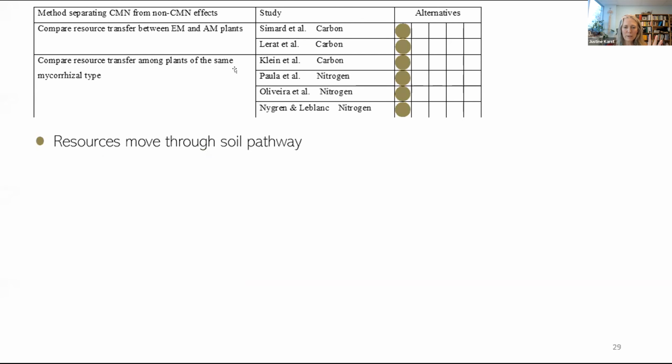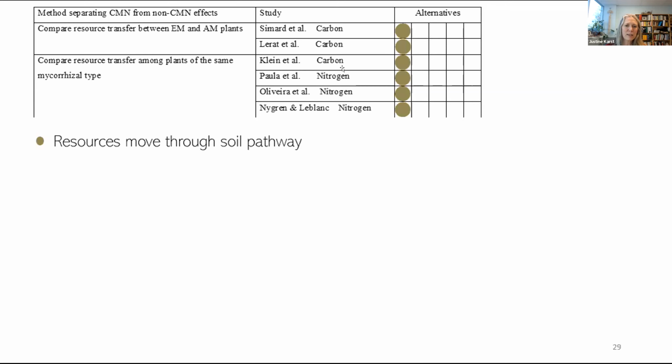So what I have here is a table. In this column is the different method of separating a CMN from a non-CMN effect, and I've gone over 2 different ways. These are just a list of the studies; I didn't put all the information about them. Over here is the resource that they were looking at, to see if the resource was moving through the common mycorrhizal network. And in these columns, I'm going to pose some alternatives. Based on the data and the way that they set up these experiments, we can't rule out that carbon or nitrogen was moving through the soil pathway. So this is an alternative explanation.